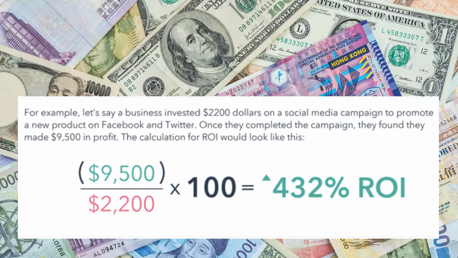For example, let's say a business invested $2,200 on a social media campaign to promote a new product on Facebook and Twitter. Once they completed the campaign, they found they made $9,500 in profit. The calculation for ROI would look like this: $9,500 divided by $2,200 multiplied by 100. That's 432% ROI. How awesome is a number like that?